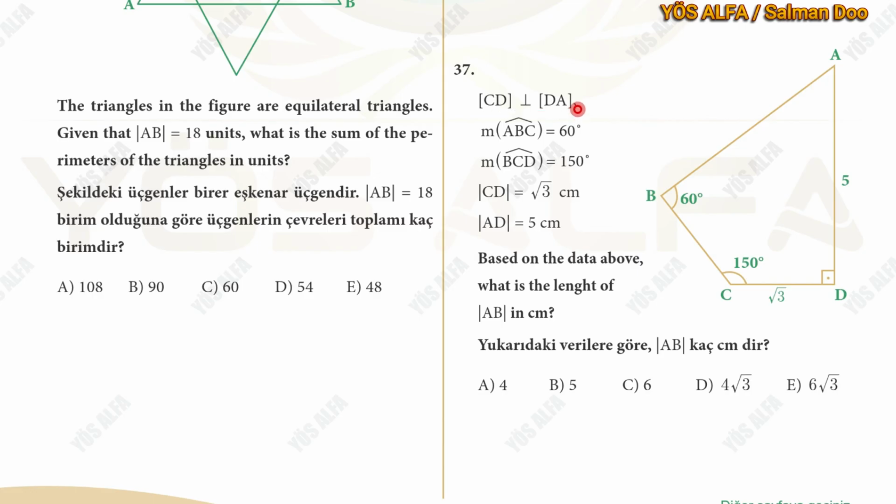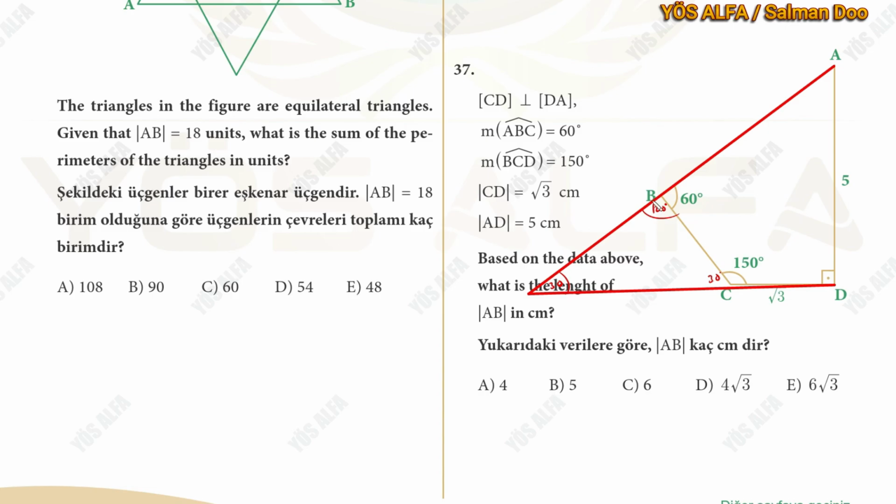37. CD and DA are perpendicular. It's given here 60 and 150 already in the figure. Root 3 and 5 are also here. We're asked to find AB, this one. So let's extend this line all the way here. Let's connect these two. So if this is 150, this one is 30, this is 60, this one is 120, this is 120 and 30, which makes 150. So the last angle is 30.